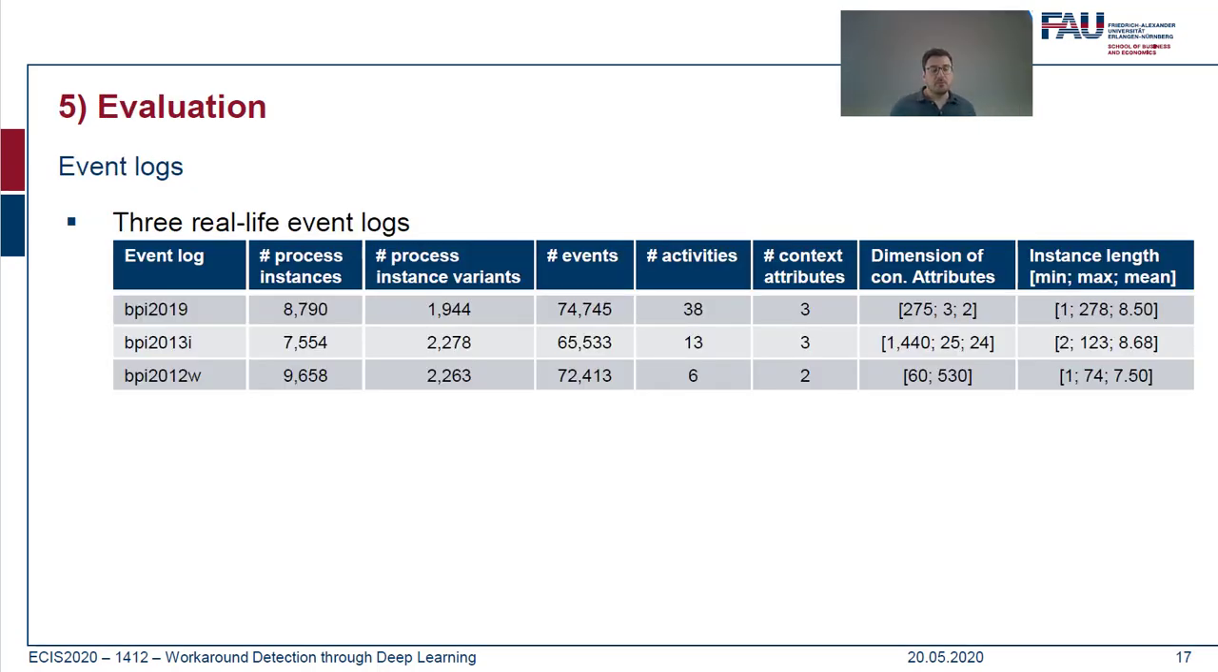Further, we evaluate our method based on 3 event logs. Each event log has different characteristics. Here, the context attributes are important since some workaround types can only be detected with such an attribute. For example, the workaround type violated responsibility requires the attribute resource.